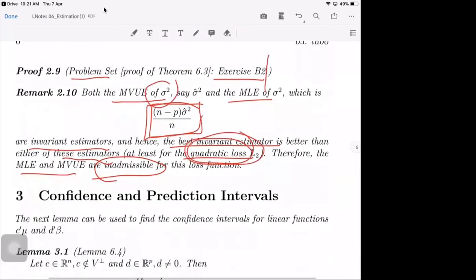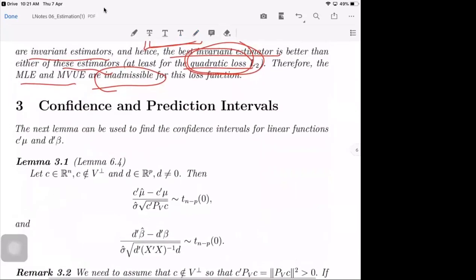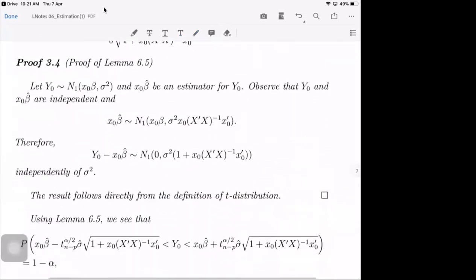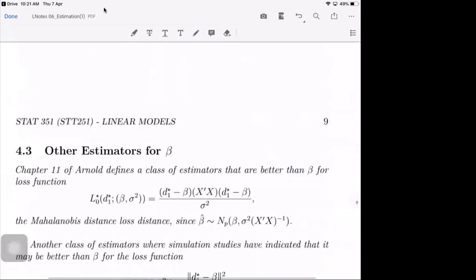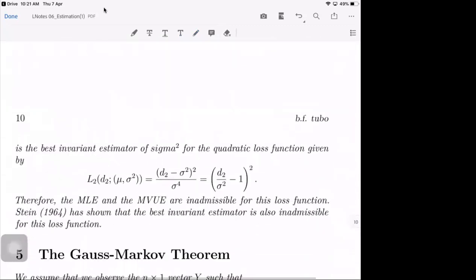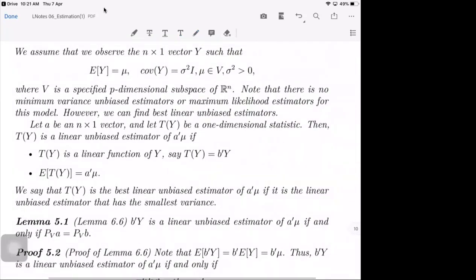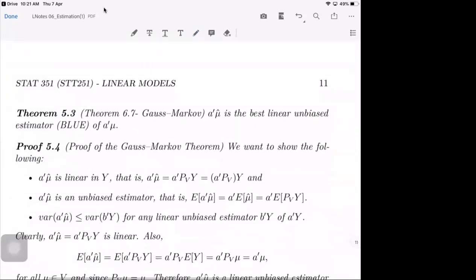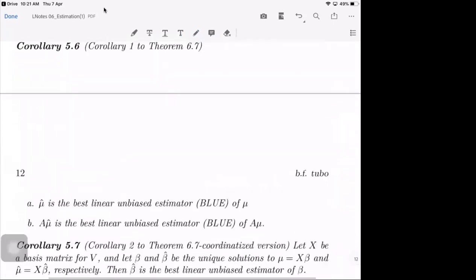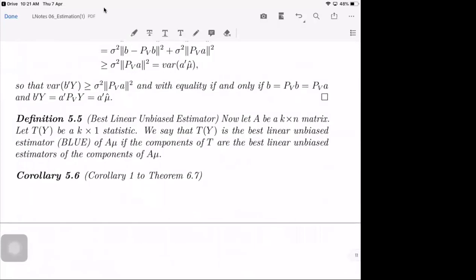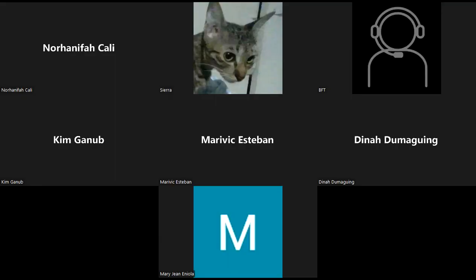So I will stop there because the next will be confidence and prediction interval. So this is related to confidence interval. So we will discuss that next meeting. We still have the Gauss-Markov theorem. And after discussing the Gauss-Markov theorem, that will be the end of chapter 6. Do you have questions?